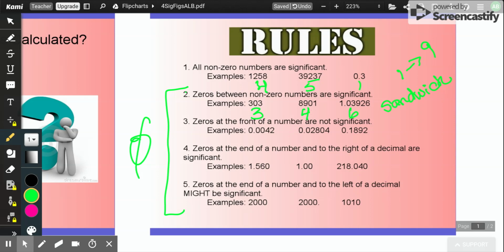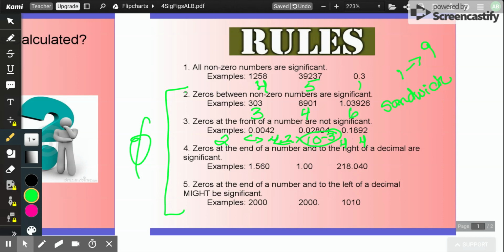Zeros at the front of a number are not significant. And that's because I can rewrite this number if I want to as 4.2 times 10 to the minus third. And you see what happened to those zeros is they get folded into this 10 to the minus third term. And the only numbers that we need in front are the 4 and the 2. Therefore, this one has 2 sig figs. This one that you can't really see anymore is 0.02804. That is 4 sig figs. And this one is also 4 sig figs.